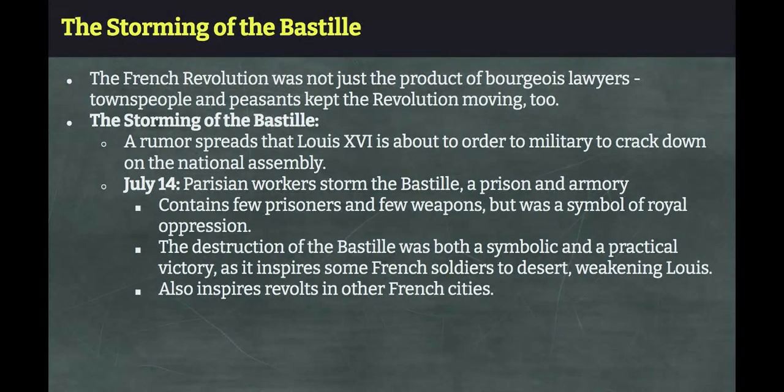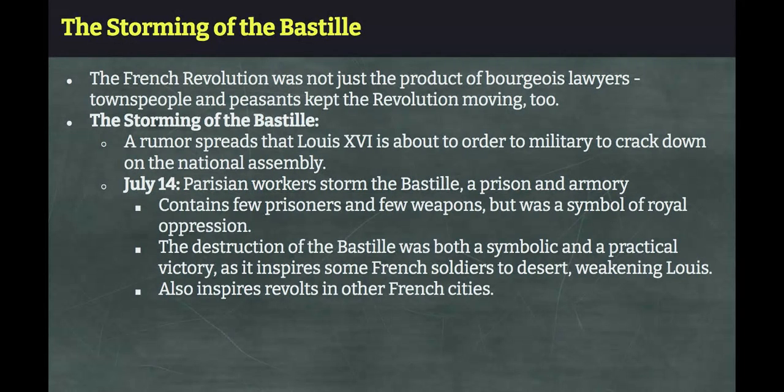And just to illustrate that, one of the most famous events of the French Revolution is the storming of the Bastille. So what happens is a rumor spreads that Louis XVI is about to order the military to crack down on the National Assembly. Not too far-fetched, right? He is trying to dissolve the Estates General, so not totally crazy. So what happens is that workers in Paris, the townspeople, right, storm this prison that's called the Bastille. Now, the Bastille isn't just a prison, it's also an armory, so there are allegedly weapons stored there.